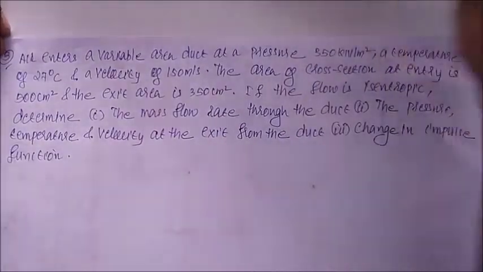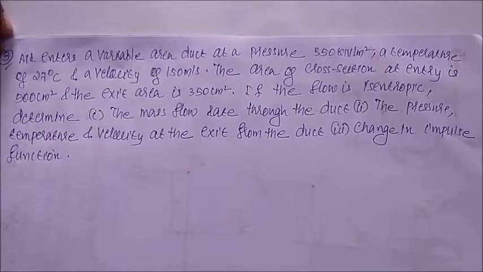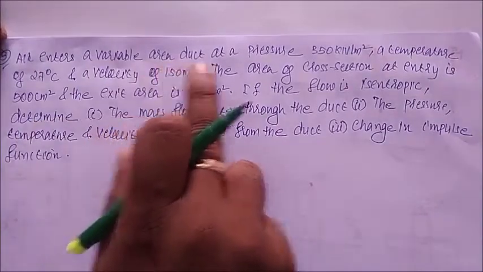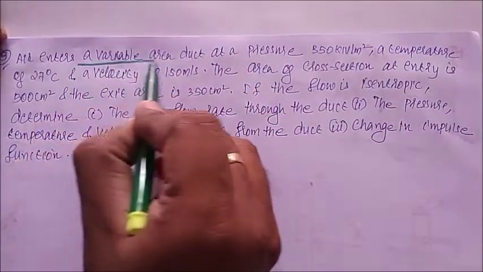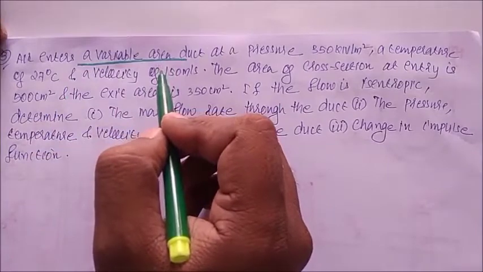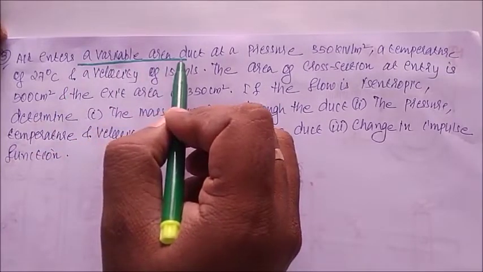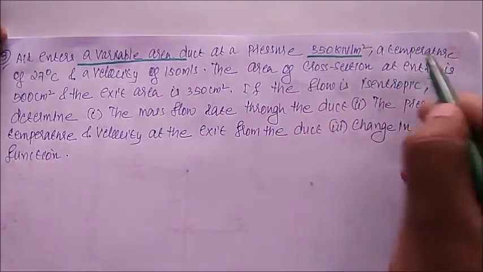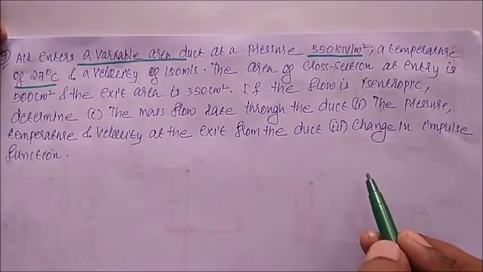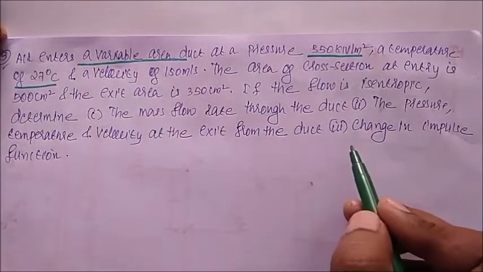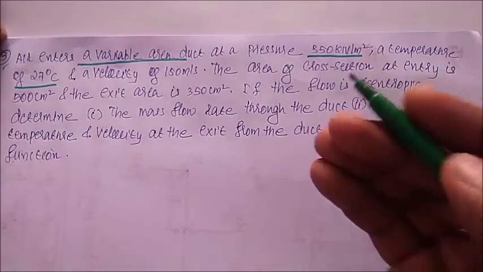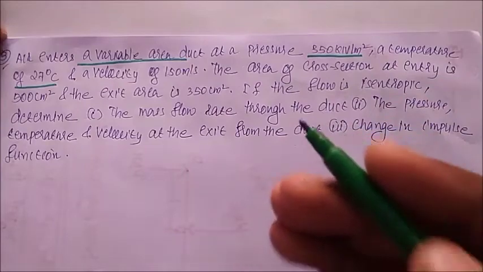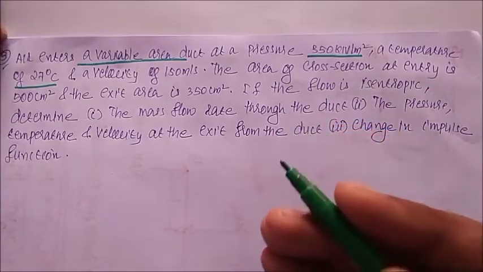Okay, welcome back to the next video lecture from module 2, that is isentropic flow. Air enters a variable area duct, which means the area is varying and the flow is isentropic, at a pressure of 350 kilonewton per meter square, a temperature of 27 degrees Celsius and a velocity of 150 meter per second. Those are the properties of pressure, temperature and velocity given, respectively.